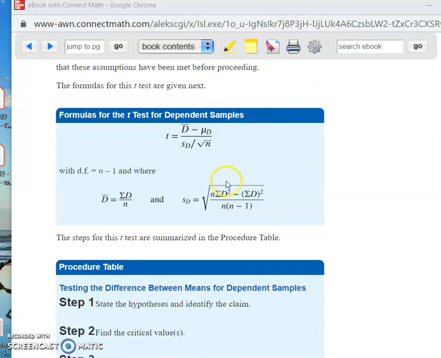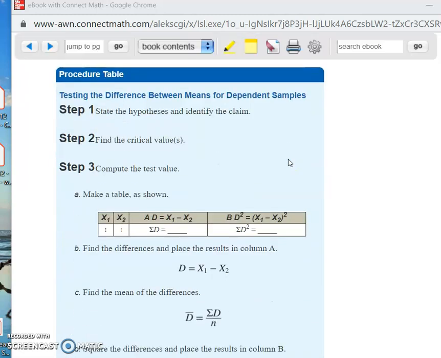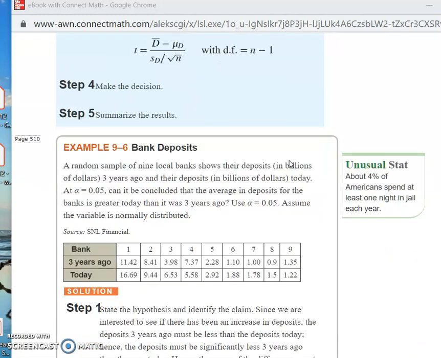Okay, and here's the formula. What a mess, huh? But you don't have to memorize it. That's the good news, okay? So let's end the tape now, and on the next one, we're going to go through and do an example.